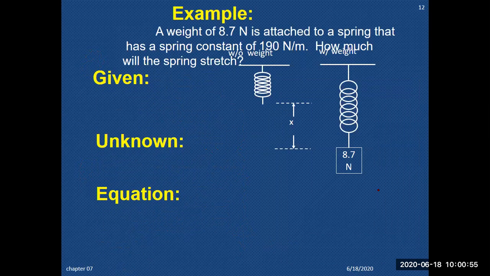So here is an example. A weight of 8.7 Newton is attached to a spring that has a spring constant. You are given the value of the constant. How much will this spring stretch? You are asked to calculate x. So given are 8.7 Newton, and the value of K is given as 190 Newton per meter. The unknown is the extension, and the equation is F equals Kx. F is given here. The value of K, the spring constant, is given for the material. It depends on the material.